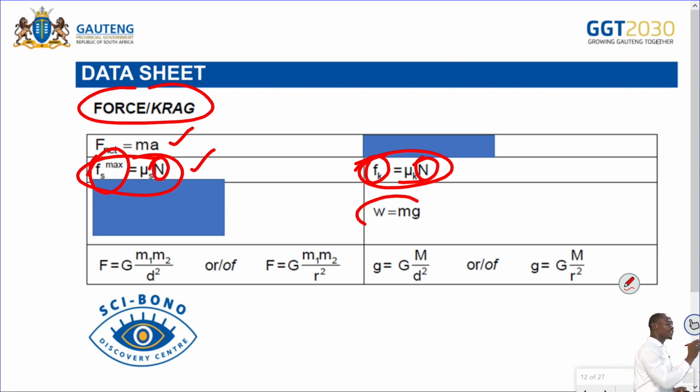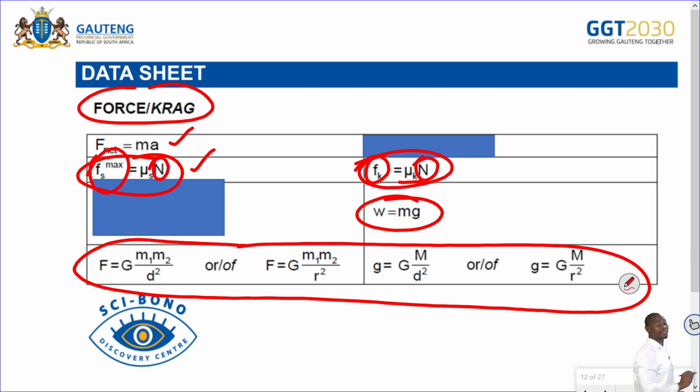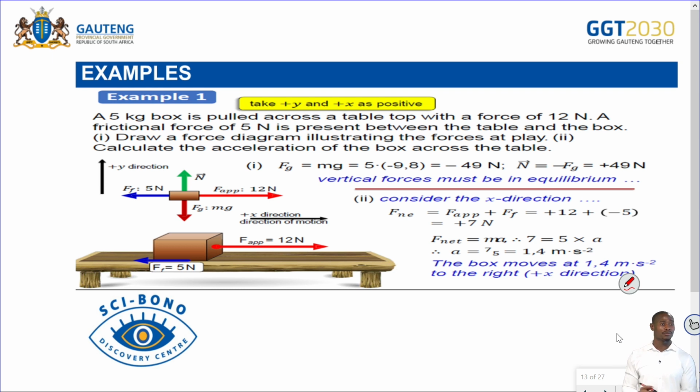So this is the equation that we use to calculate weight, or the gravitational force of an object, which is weight equals mg. We'll talk more about these next week when we're focusing on Newton's law of universal gravitation. So let's look at the problems.